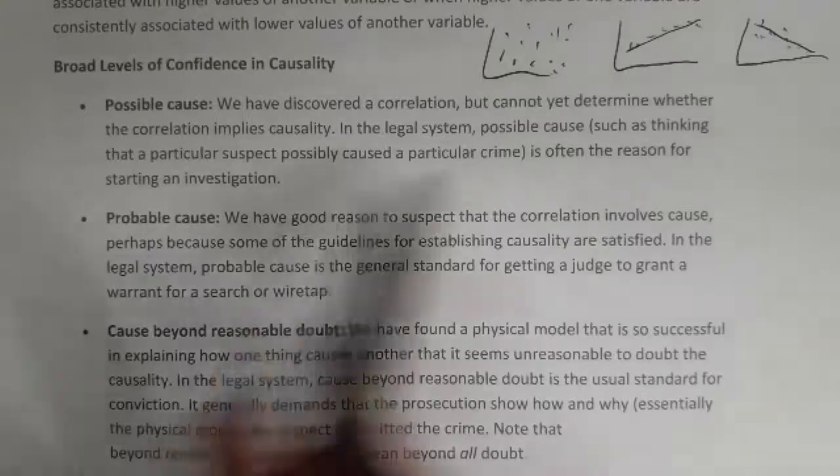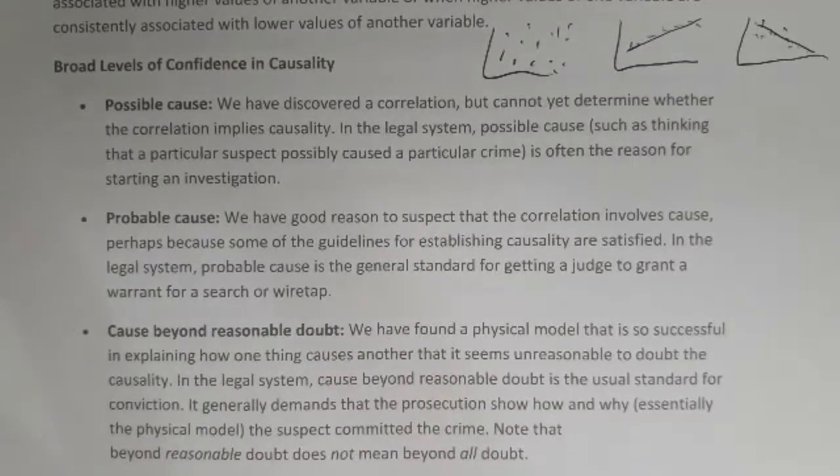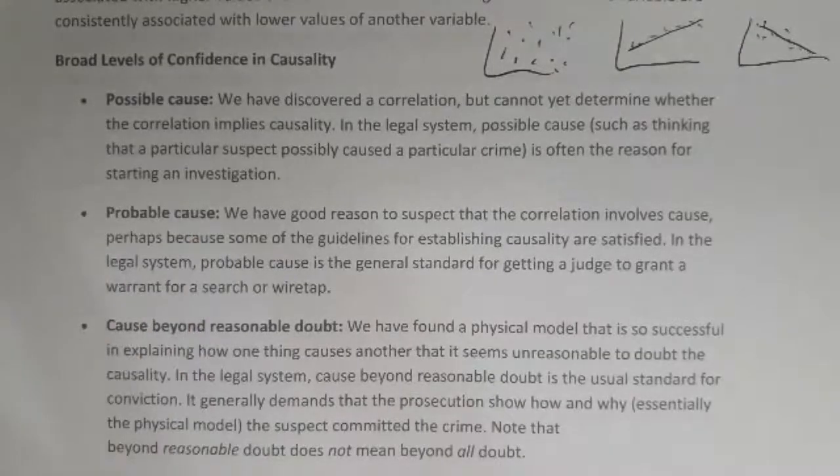They make a mention: possible cause is often a reason to start an investigation. But next we want probable cause. A probable cause means we have good reason to suspect that a correlation involves a cause. Maybe we have some guidelines for establishing causality. Probable cause is the general standard for getting a judge to grant a warrant.